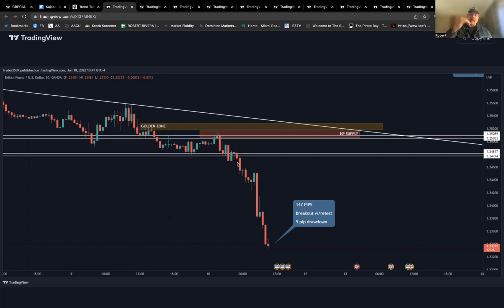Does it create a supply when it comes back up? Is it going to more easily reject because there's a supply there? Or does it create a demand at the bottom, and now it's not likely anymore to be a retest, but more like a continuation to the upside?